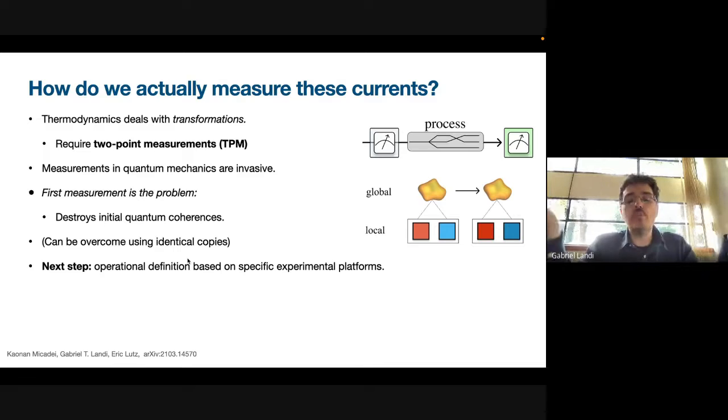But that is only part of a solution because, in real life, we don't usually have multiple copies of our system. So it's an interesting solution, but it's not something that solves the whole problem. This is something we're currently working on, to really extend this problem. I think the way to go is to focus on specific platforms. I showed you one example of trapped ions, and there are also other platforms where this could be implemented. I think this question will become much more easily addressable if we look at specific experiments.